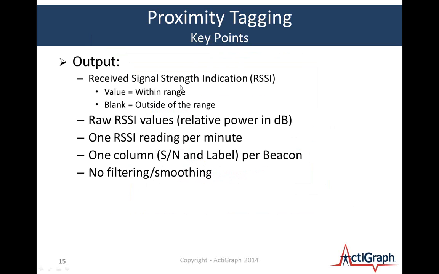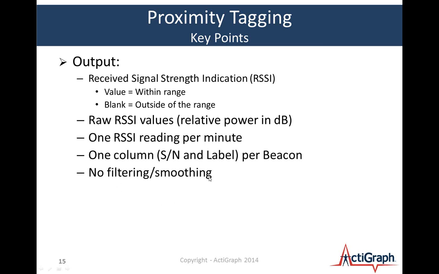Each column or each row indicator is the received signal strength indication in decibels. If you have a value, as I mentioned, that simply means that the beacon was within range. If you do not have a value, that simply means that the beacon was outside of the range of the receiver. The values that you see there are just the raw RSSI values, and that is the relative power of the beacon in decibels. You get one reading per minute and one column per beacon, as I mentioned, and there's no filtering or smoothing on this data. We simply log it if we see it.